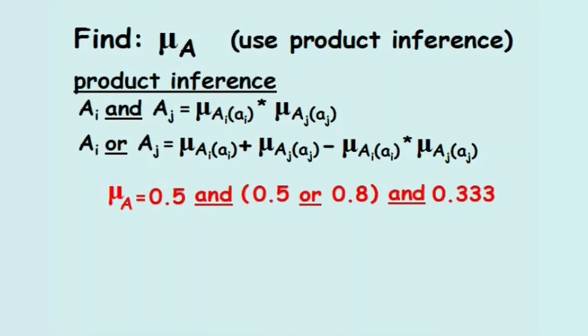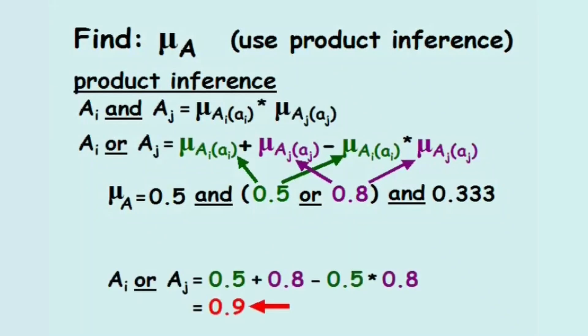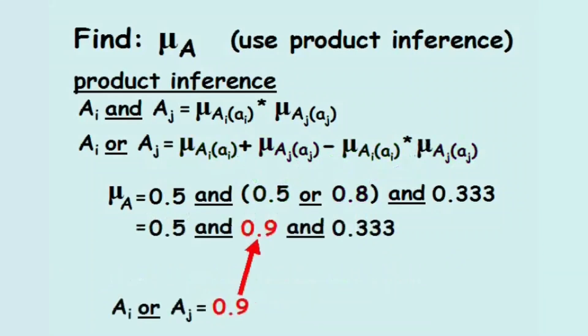Returning to the complex logical expression for mu A, we'll first solve the OR term inside the parentheses by applying the product inference for the OR operator and plugging in the individual degrees of truth. The quantity 0.5 or 0.8 computes to 0.9. Now, the expression for mu A is revised to 0.5 and 0.9 and 0.333.